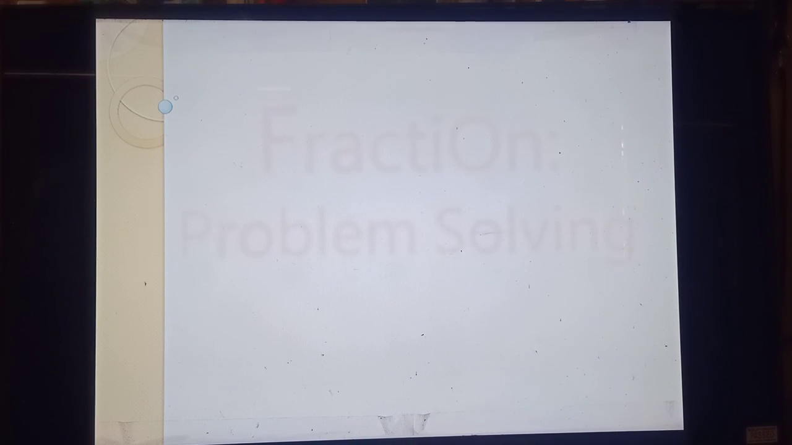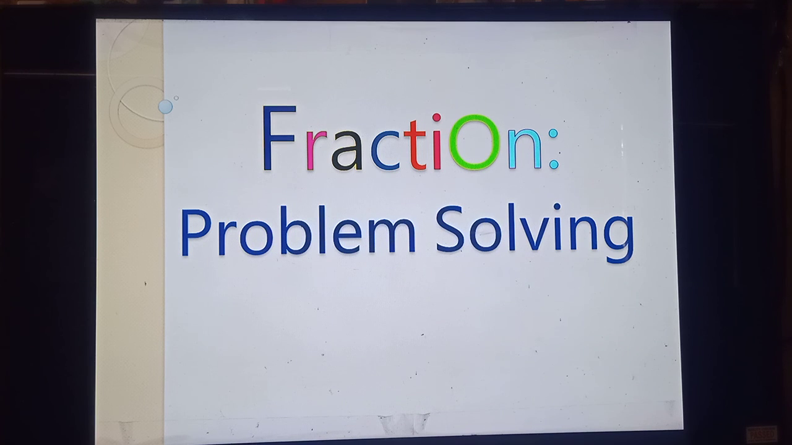For this morning, we're going to discuss problem solving on fractions. So I'll be giving you 4 examples, 1 example for each operation. So let's start with problem number 1.